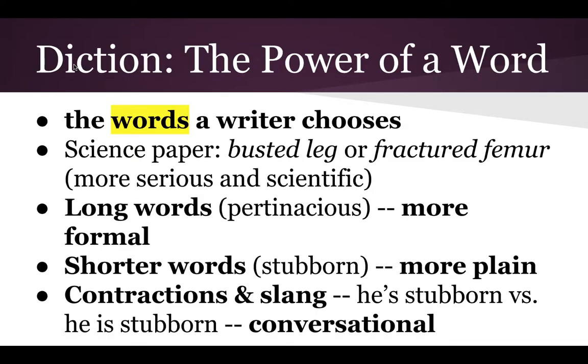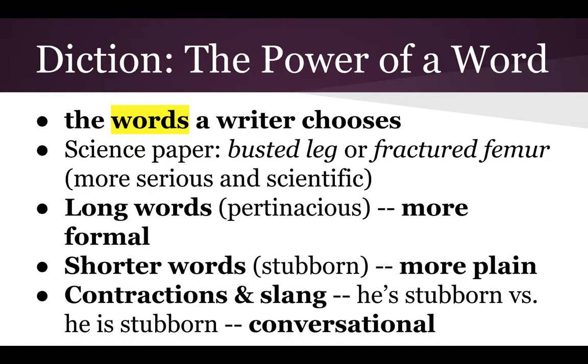Now if you think of where you've seen the word diction before, it probably sounds similar to dictionary. Well, a dictionary has words in it. That's what diction is. It's just word choice. The words that a writer chooses. Think about it. If you're writing a science paper, are you going to use the term busted leg, or are you going to use fractured femur? You're probably going to use the more serious scientific term fractured femur rather than busted leg, because depending upon the piece, the diction might be different.